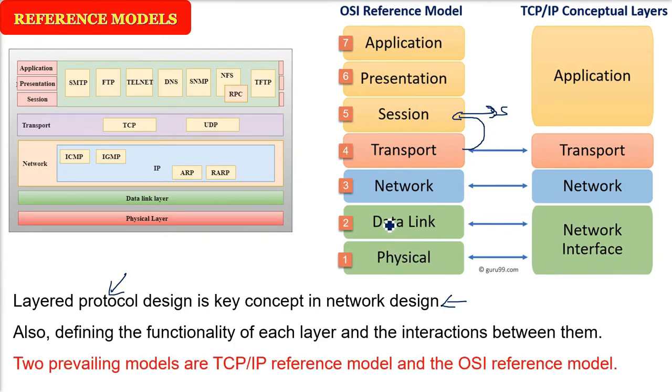So there are two important models, the TCP/IP reference model and the OSI reference model. These models give you an idea of what kind of services and protocols need to be used, what is the work of each layer, and how as a network designer you can implement it.